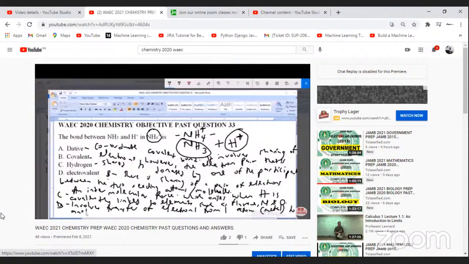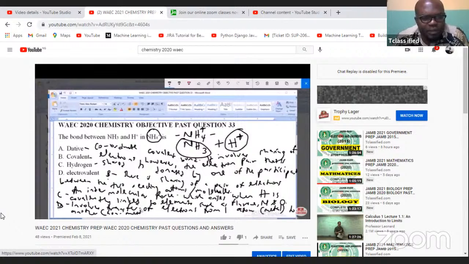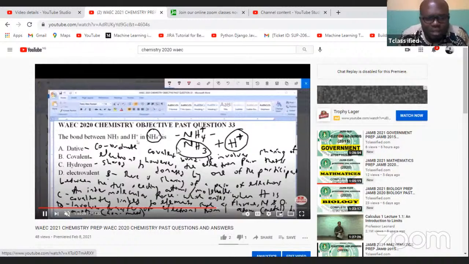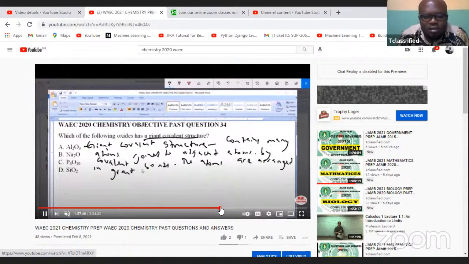Okay. We all know what covalent bond is. Okay. So ammonium is normally dative bond. Just take note of that. It's likely gonna be out there for you.